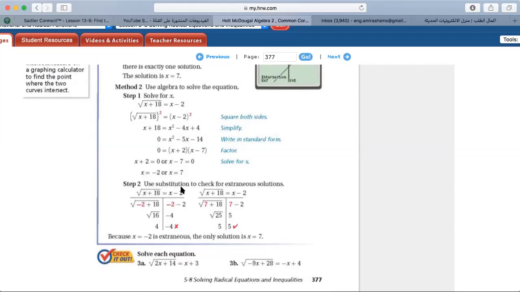Step 2: use substitution to check for extraneous solutions. I have two values for x: x is equal to -2 and x is equal to 7. So use substitution to check for extraneous solutions. When I substitute x is equal to -2, what will I get? Square root of -2 plus 18, so square root of 16, which will give me 4.